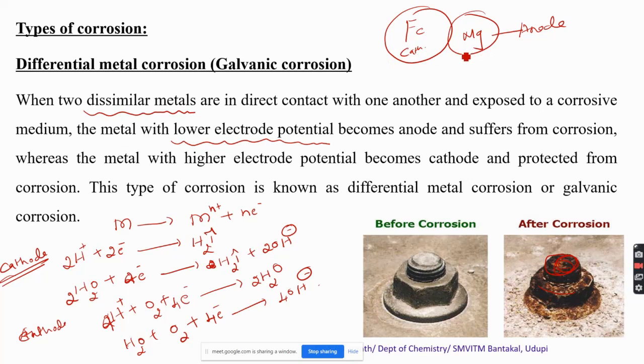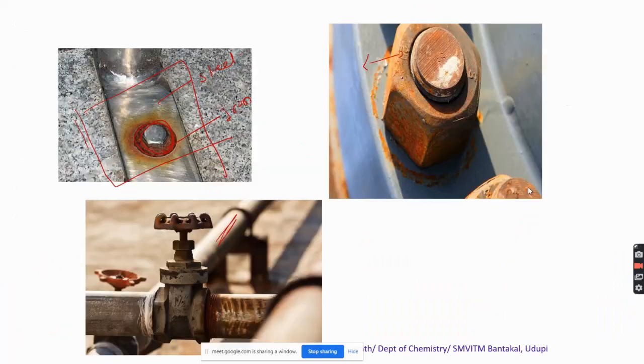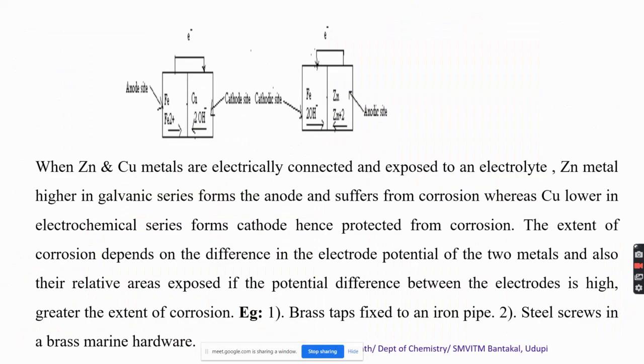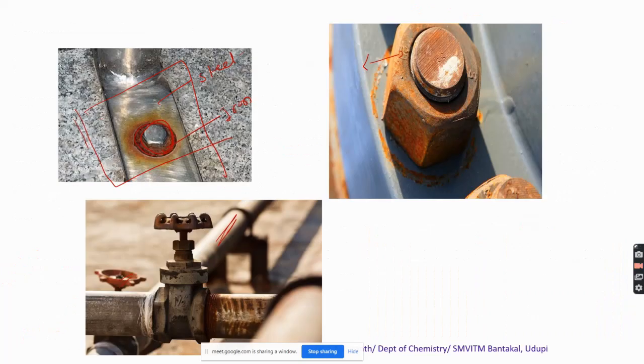The same principle is involved in one of the protective techniques. In order to protect the iron metal, we connect the iron with magnesium metal. As a result, a differential metal corrosion setup forms, magnesium undergoes corrosion, and thereby the iron gets protected. This type of corrosion is known as differential metal corrosion or galvanic corrosion. These are a few examples of the galvanic corrosion we see in the picture.